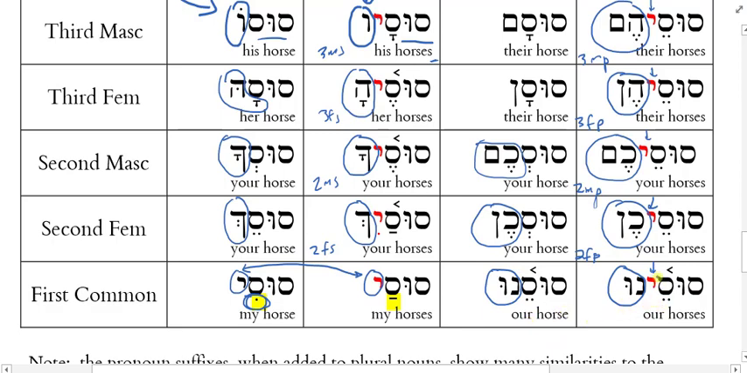Okay? So when you compare the set 2 pronouns with the set 1 pronouns, by and large, they are identical pronouns. The vowels before those pronouns will be different. And the place where I have the most differences is going to be here on the common pronouns. The third masculine singular and the third feminine singular are going to be the ones that are the most different from the form you learned with the lamed preposition. Okay.